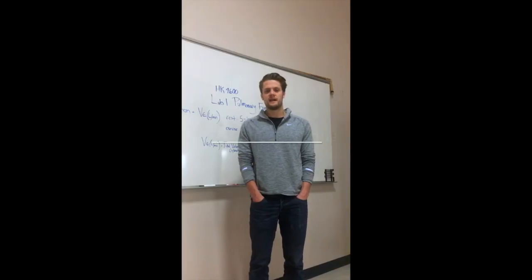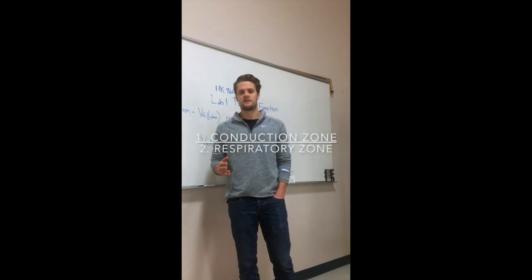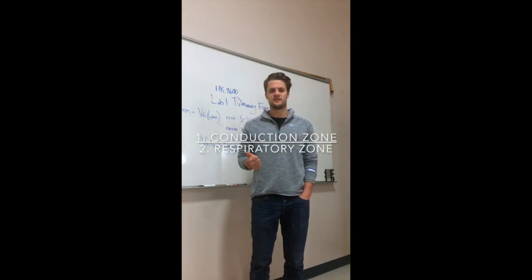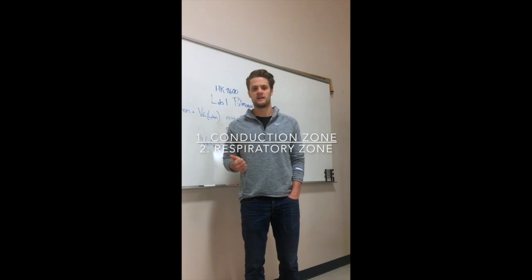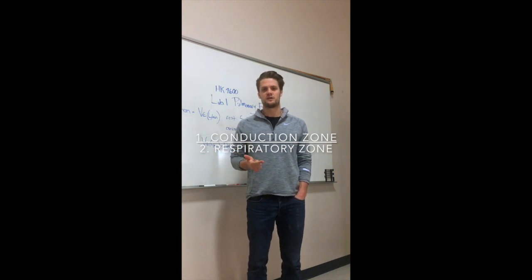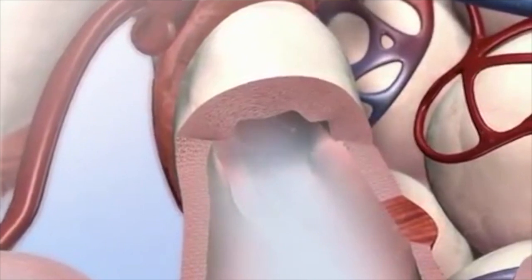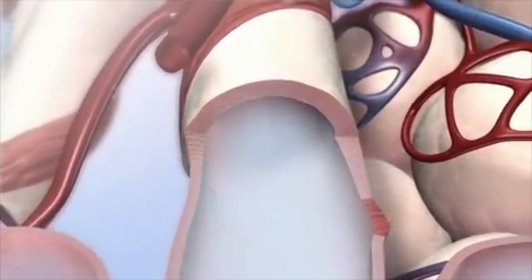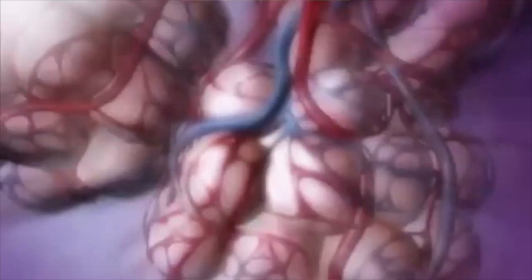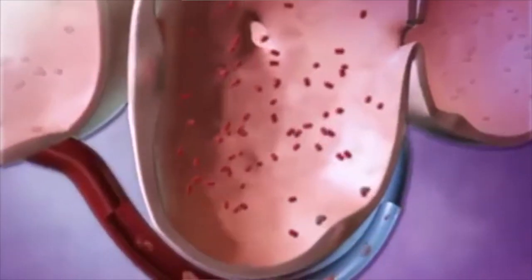Now, the lungs can be divided into two zones. The conduction zone, which includes the trachea and the bronchi, and the respiratory zone, which includes the bronchioles, the alveolar ducts, and the alveoli. The conduction zone permits airflow into the lungs, but it's not involved in gas exchange, while the respiratory zone is involved in gas exchange between the lungs and the circulatory system.